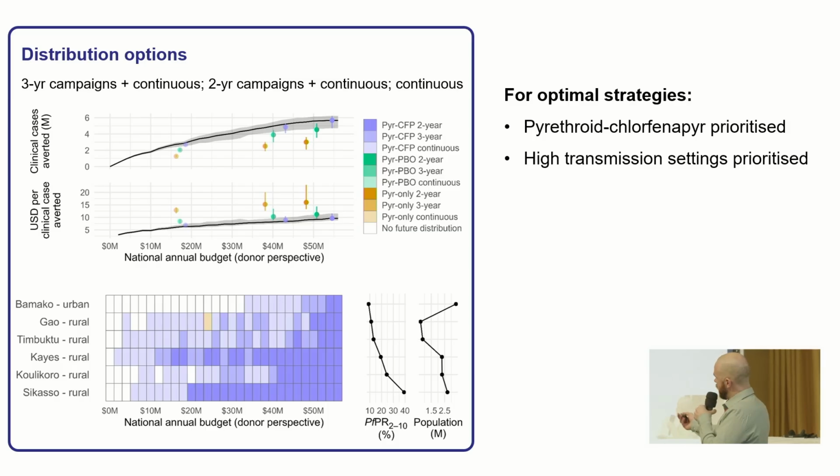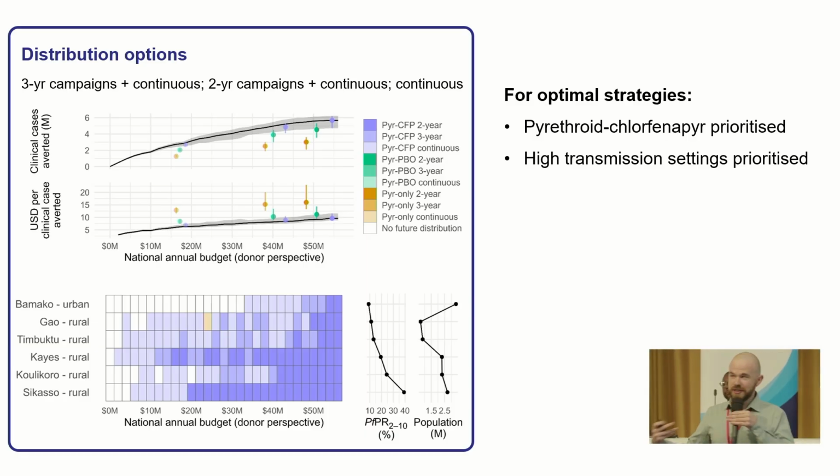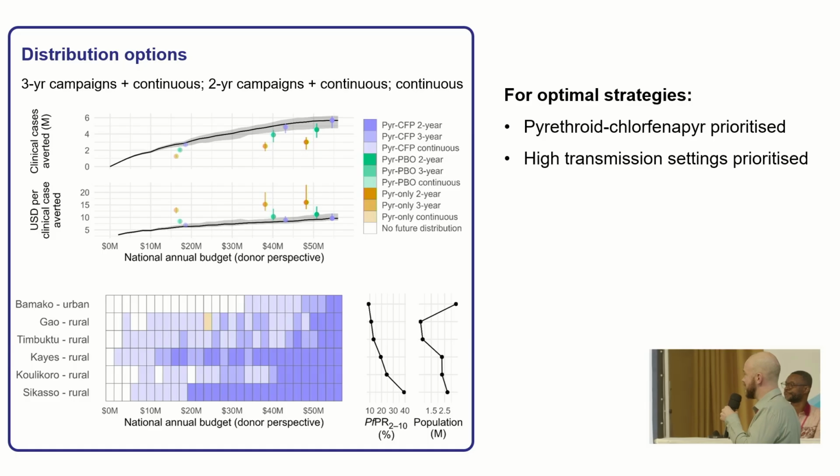In terms of the colors, all of the blue colors indicate chlorfenapyr strategies, green would indicate a PBO strategy, and orange would indicate a pyrethroid-only strategy. So the very clear thing you can see straight away is that it's basically all blue. So we are very confident that at every single range of that budget space, the most optimal strategy will be to distribute chlorfenapyr nets.